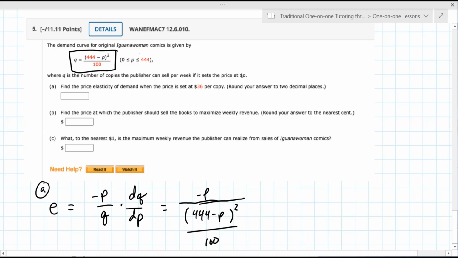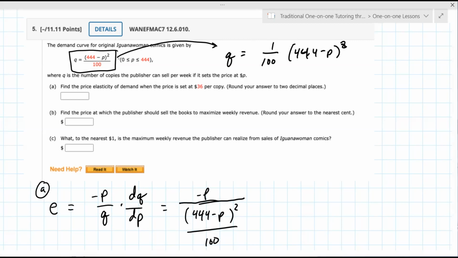Now we've got to find the derivative. We need the derivative of this, so let me slightly rewrite this. Q equals 1 over 100 times (444 minus P) squared. The reason I did it this way is to remind you that this constant comes along with it when you take the derivative. So try and find the derivative here, and then I'll write it out and you can check your work with me.